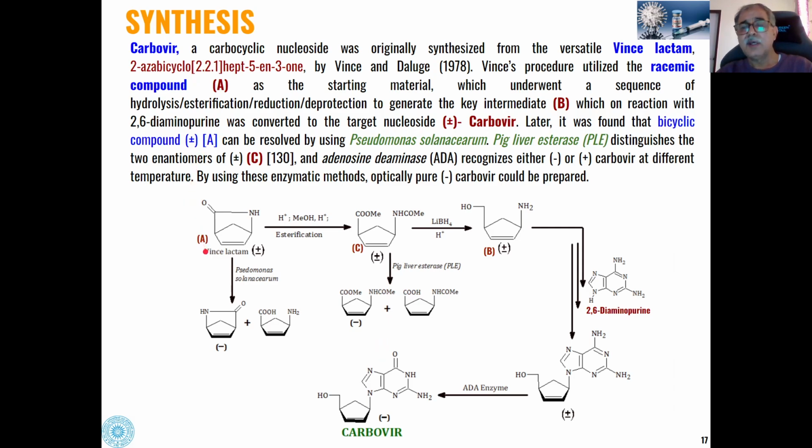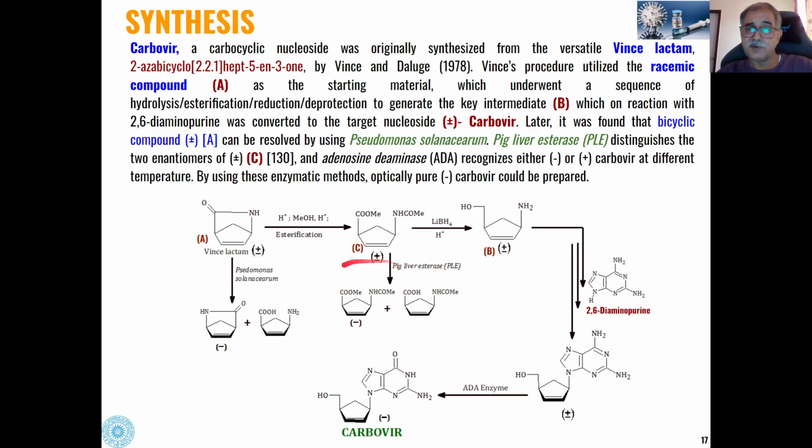So this was originally synthesized from vincilactum. This is vincilactum, which is a racemic mixture. This can be resolved into its enantiomeric forms through Pseudomonas fluorescens, or this can be hydrolyzed through an esterification into this ester amide in the form of a racemic mixture. Then it can be resolved through pig liver esterase.